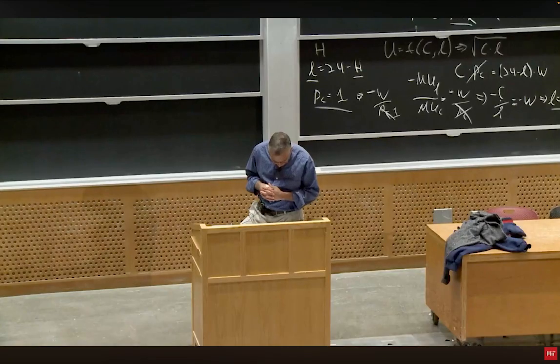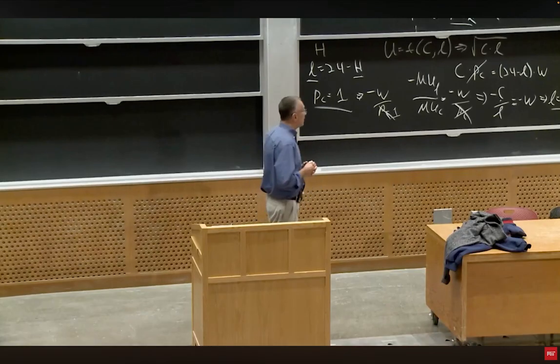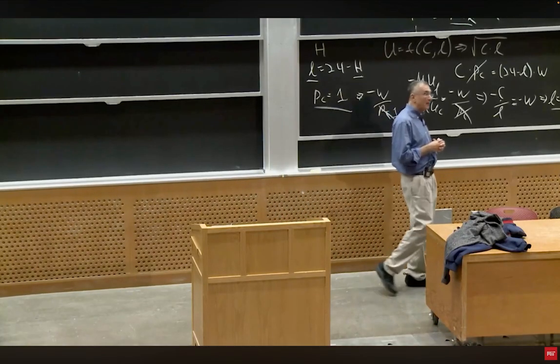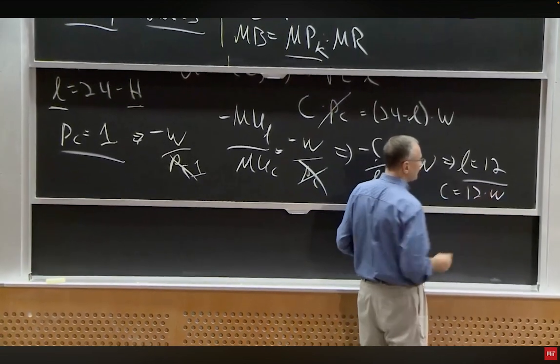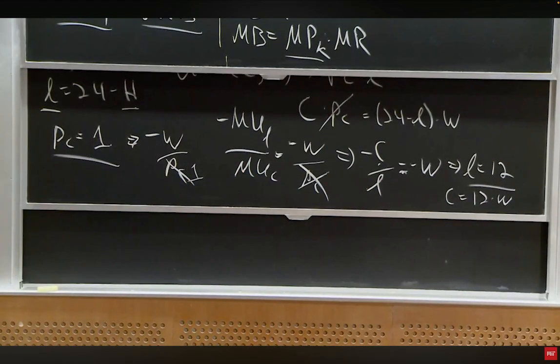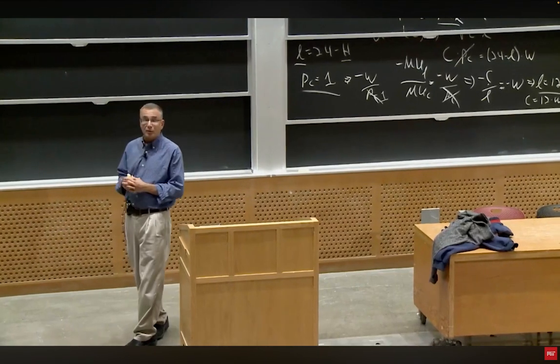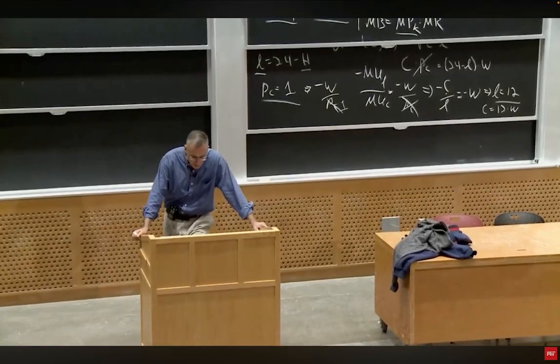T equals 12W. Yeah, that's right. Leisure equals 12. So for this particular case, you always choose the same amount of leisure, and consumption, therefore, is 12 times W. So you take 12 hours of leisure, you work 12 hours, and you get 12 times W in consumption. That's mathematical. We can see it graphically in figure 15.1.